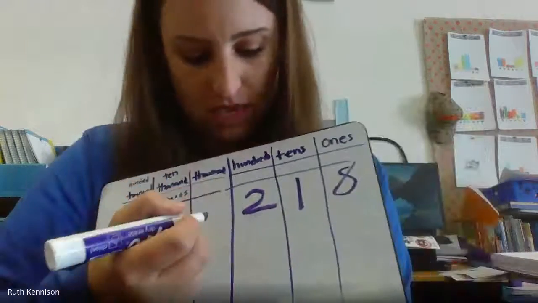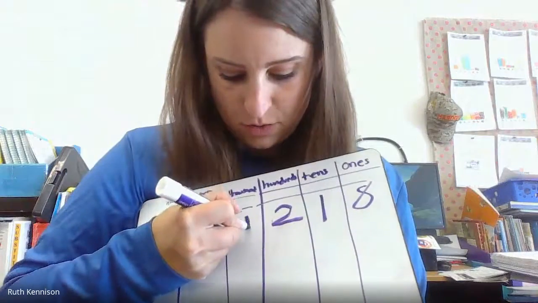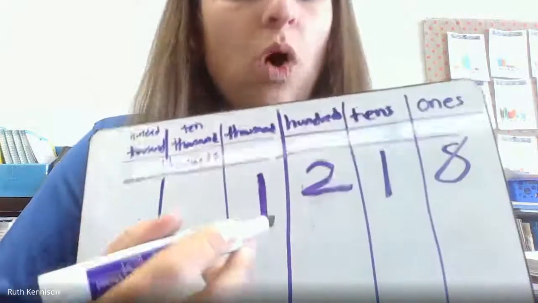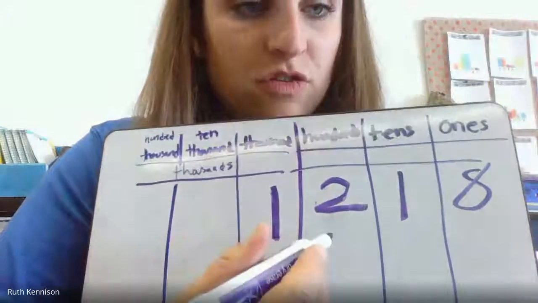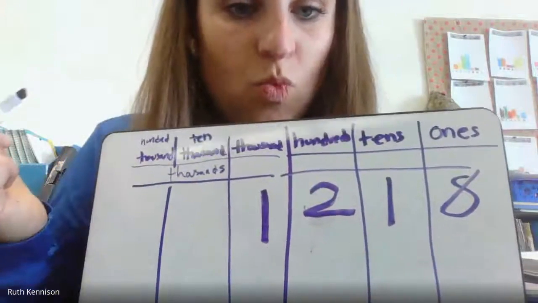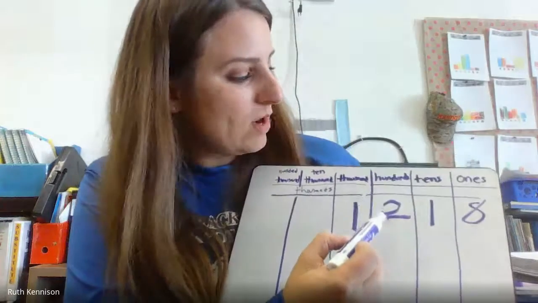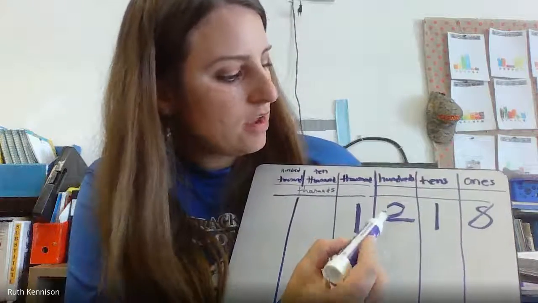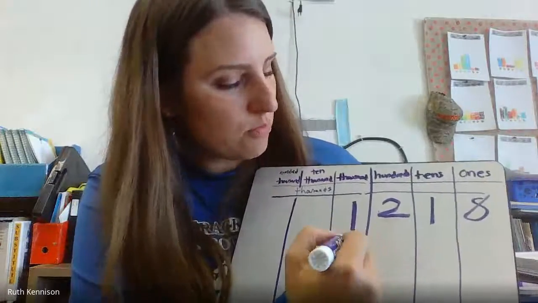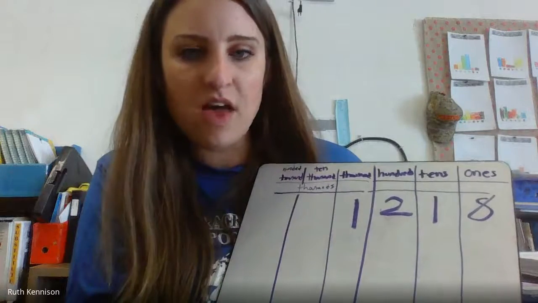Then, if I keep going, I'm in the thousands place. So if I put another 1 here, 1,000, 200s, 110, and 8 ones. Okay? When I get to 10 hundreds, I would move it over to the thousands place, right? And it now becomes 1,000.